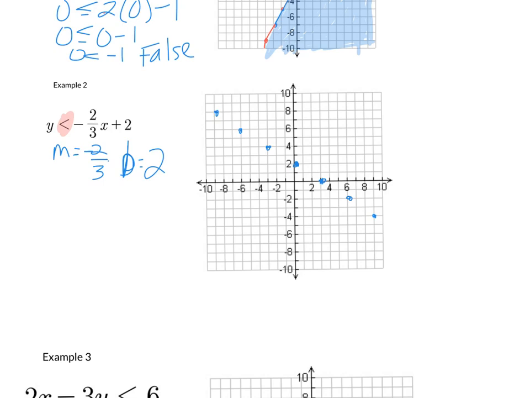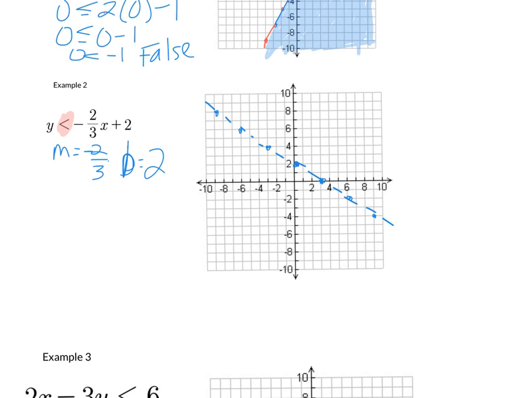So kind of like when we graph x is greater than 5, we put an open circle, we're going to put a dashed line. So I have to put a dashed line. So I'm going to make this line dashed. What I do is just make it so it's not connecting all the way. You guys can use a straight edge, just don't make it a solid line. Make it dashed. Okay, so this is a dashed line.